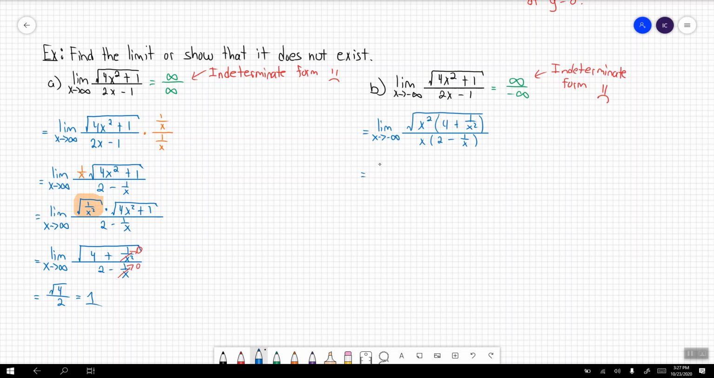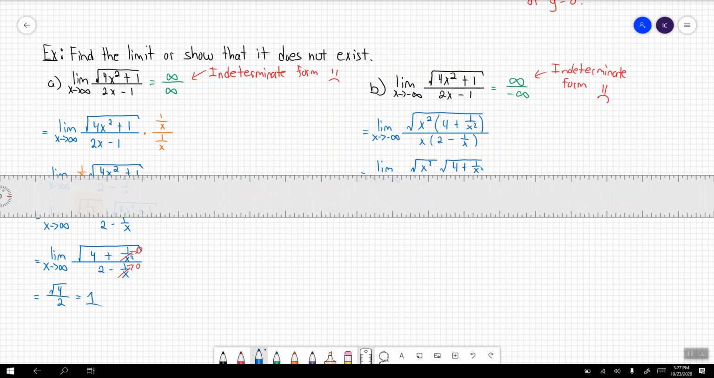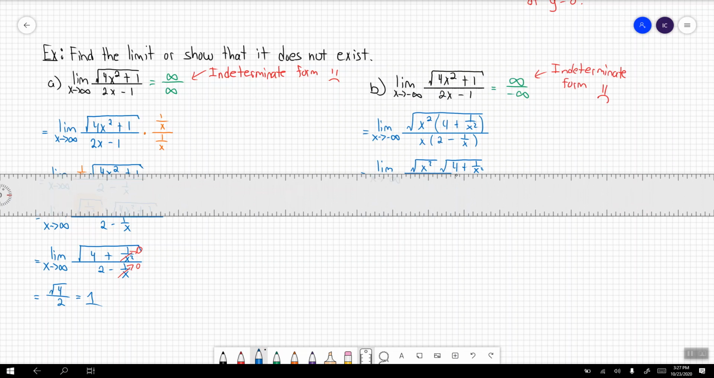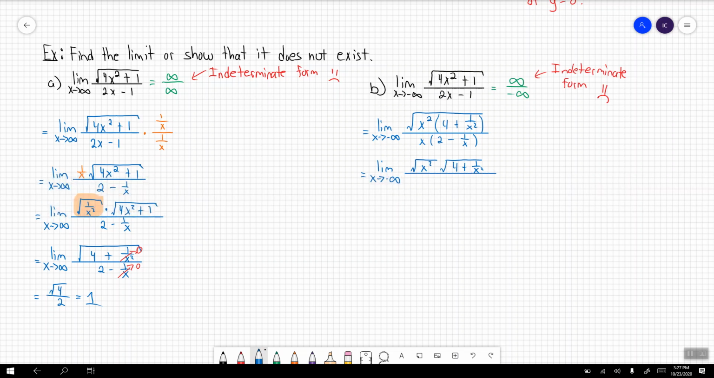So continuing with this process, the limit as x is approaching negative infinity, for my numerator, I now have the square root of x squared multiplied by 4 plus 1 over x squared, all divided by x times 2 minus 1 over x.